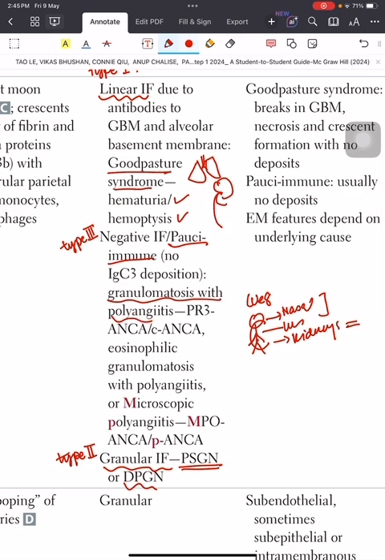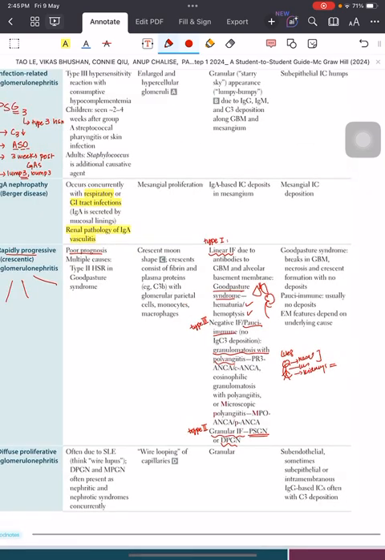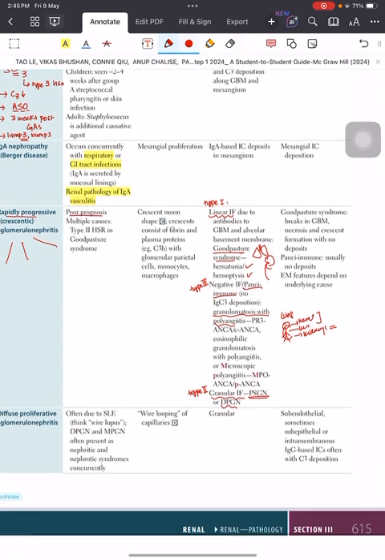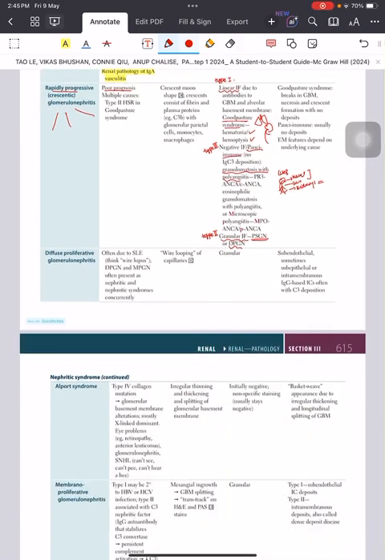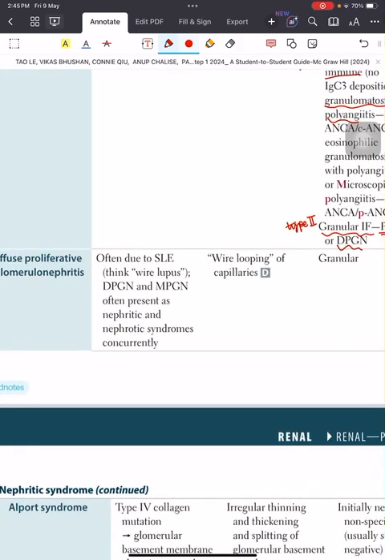And the other example is MPO, which we have discussed in class 4 under the vasculitis topic. Moving on, we have the diffuse proliferative glomerulonephritis. It's actually pretty simple. It's basically an SLE patient, who will be presenting to you with hematuria or nephritic syndrome symptoms.